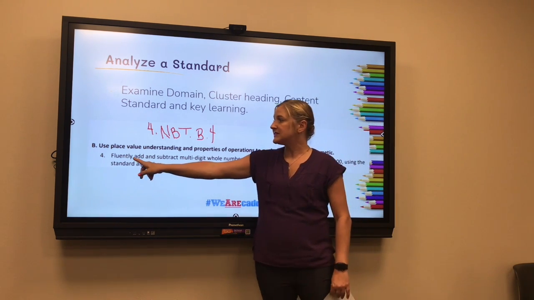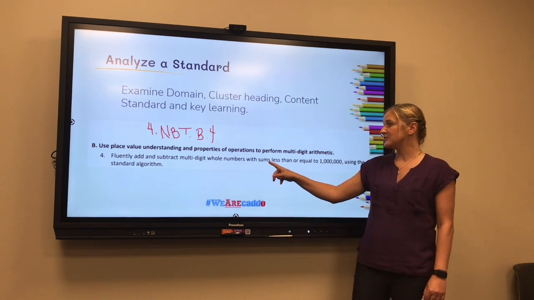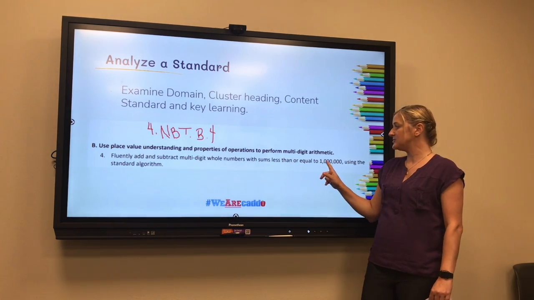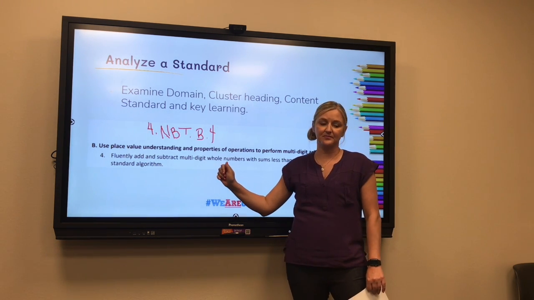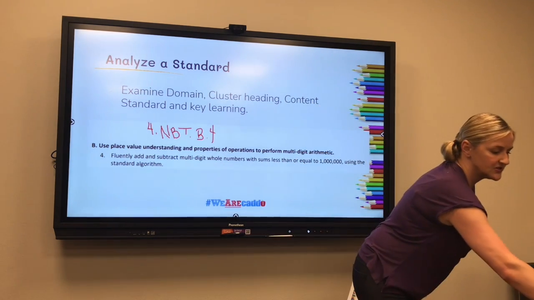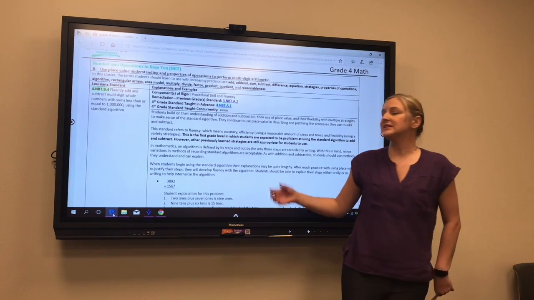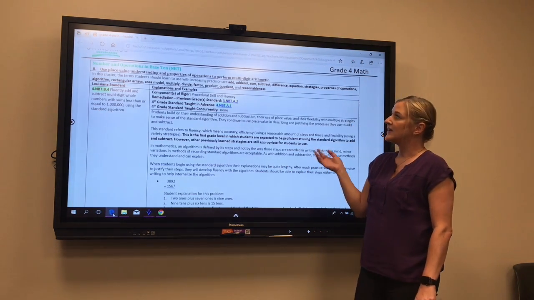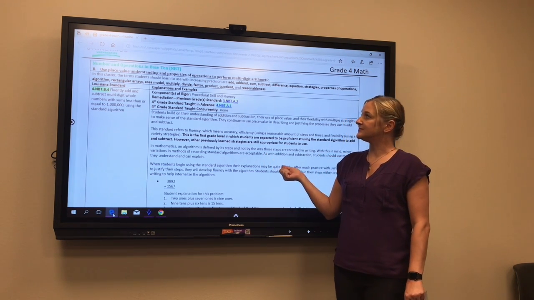The language of this standard is to fluently add and subtract multi-digit whole numbers with sums less than or equal to 1 million using the standard algorithm. So let's look at that companion document I referenced. Your grade level facilitator should have already directed you into pulling this up at the beginning. If you don't know how to get there, it is on page 1 of your handout.